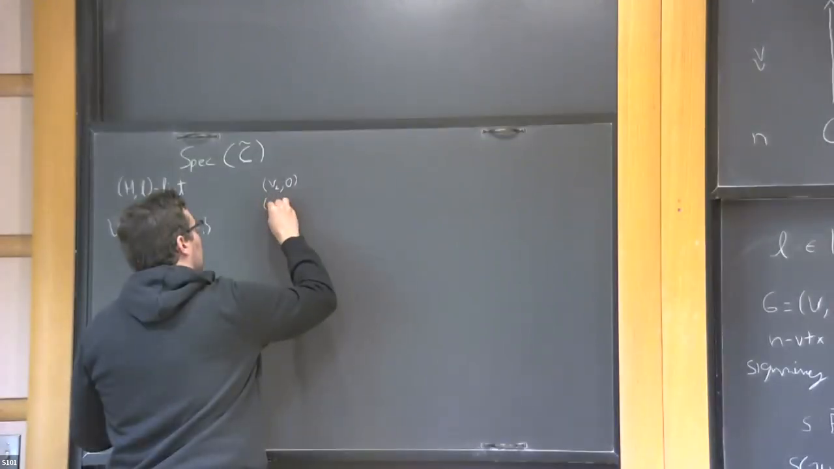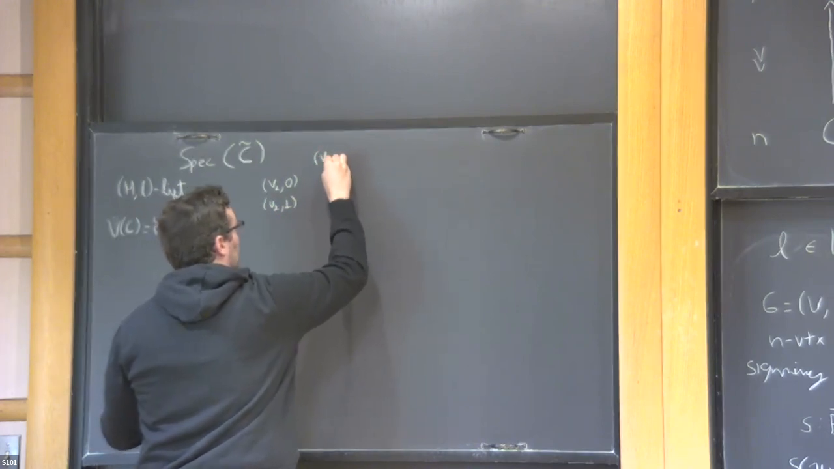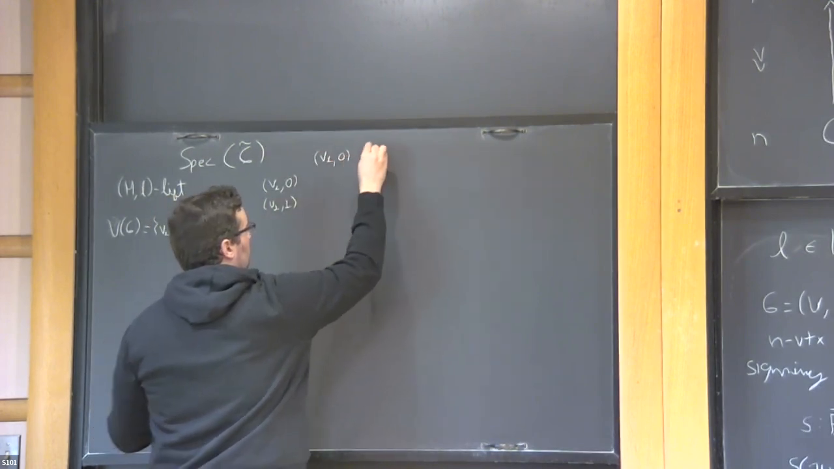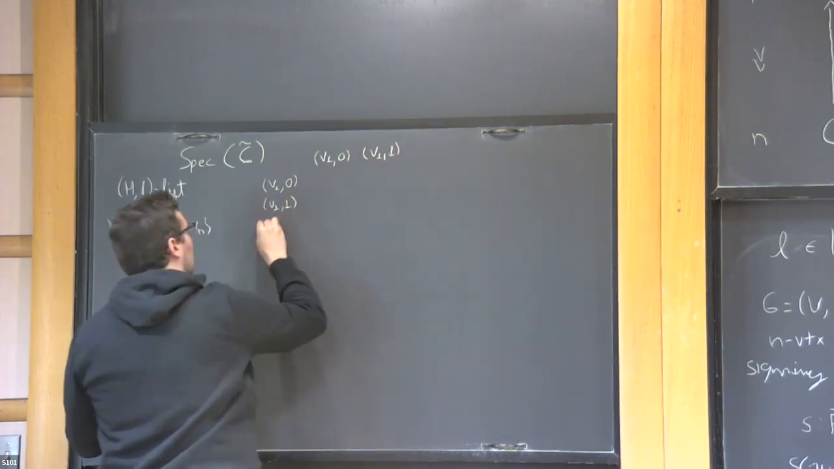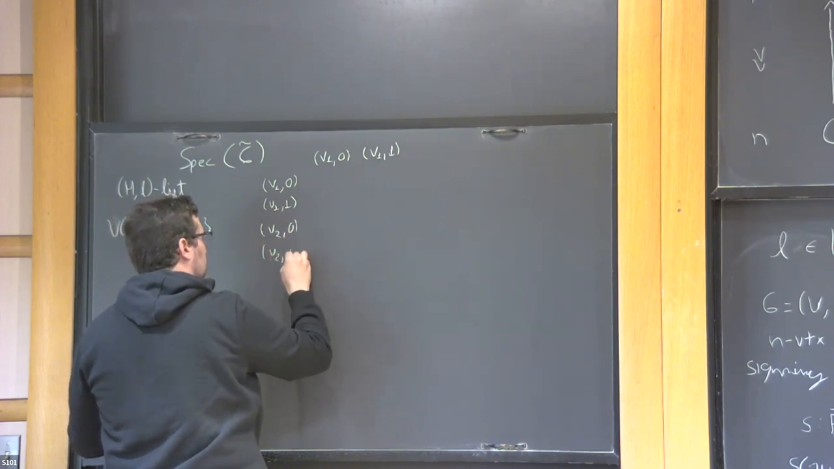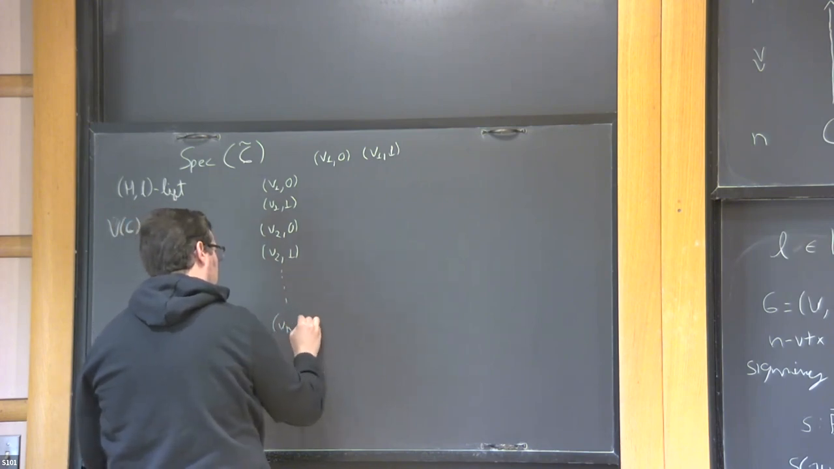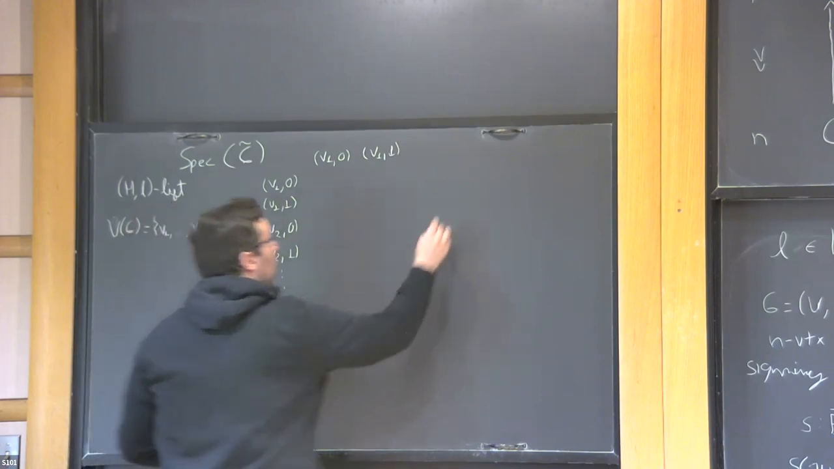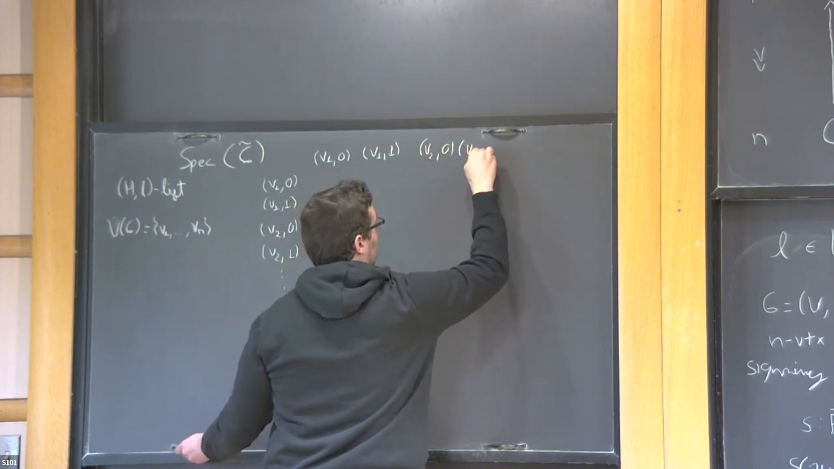Okay, so we have V1, V1, 1. So we are going to have a block of this form. Instead of grouping the zeros and ones like we did in the other one, I'm going to form small blocks like this. So V2, 0, V2, 1, etc. Vn, 0, Vn, 1.